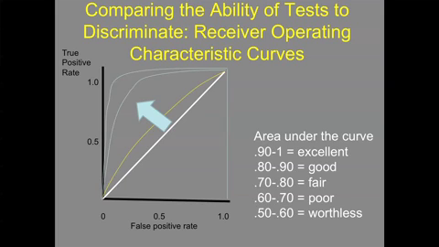For the second example I gave you, where there's complete overlap, it would be represented by this diagonal line here, where the chances of you being able to tell whether it's a girl or a boy is like tossing a coin. And the area under that curve is 0.5.